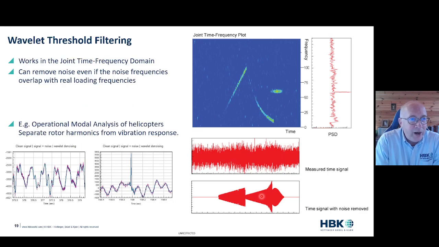Wavelet threshold filtering works in the joint time frequency domain, and its real speciality is it can remove noise even if the noise overlaps with real frequencies. The downside is that a filter called wavelets is not going to be easy to use. It requires a little bit of experimentation. Typically they take 5 to 10 minutes to set up, and they work then quite reliably. But there are a few parameters which don't make engineering sense. They're mathematical parameters. But as I say, once you've read the instructions, they work quite well.